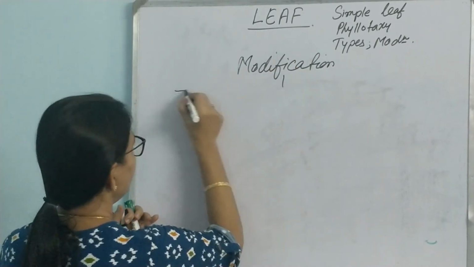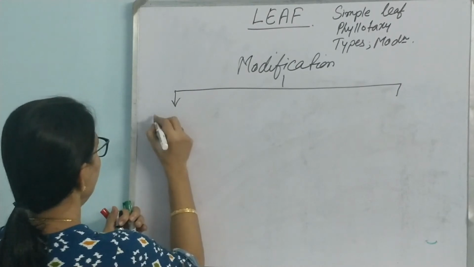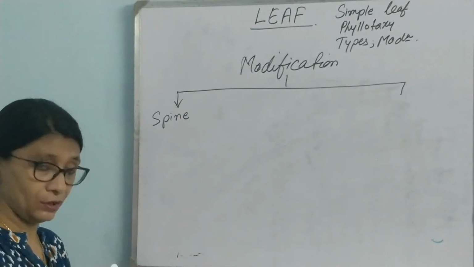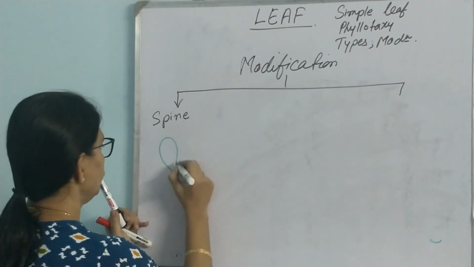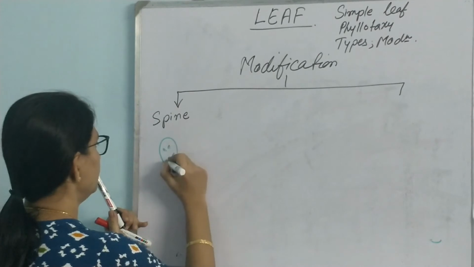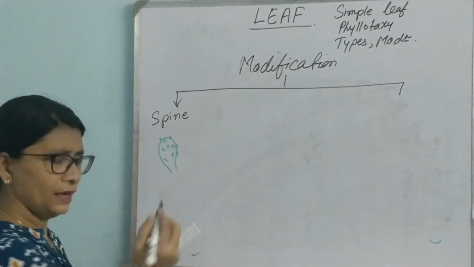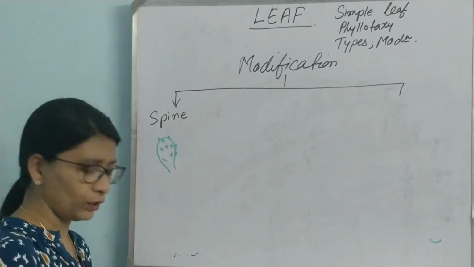So the very first type that comes to mind is leaf spine. The leaf spine, which is very common in cactus that we know. So these are spines. We know what are the functions. So leaf spines are found in many plants. It is just for defense purpose basically, or for water retention.